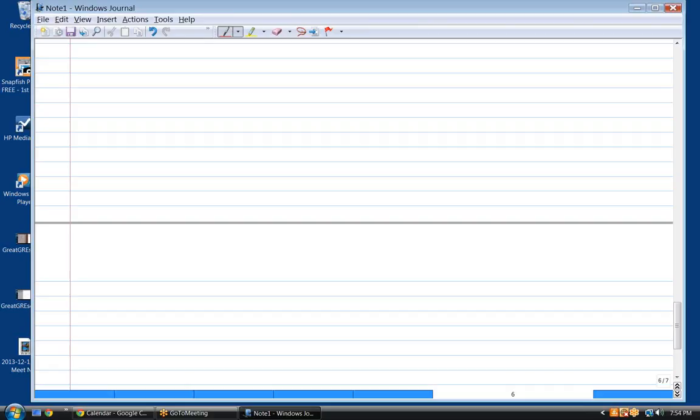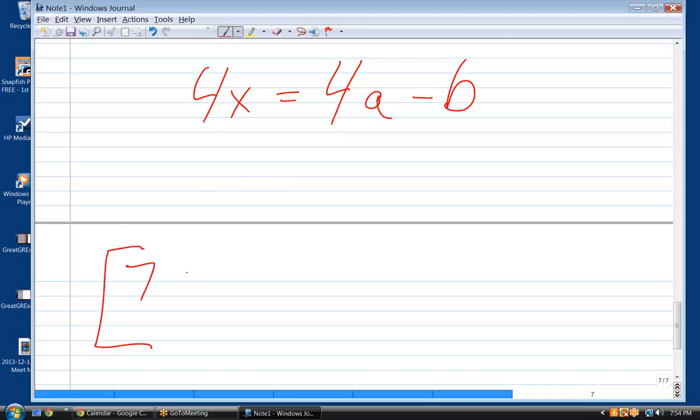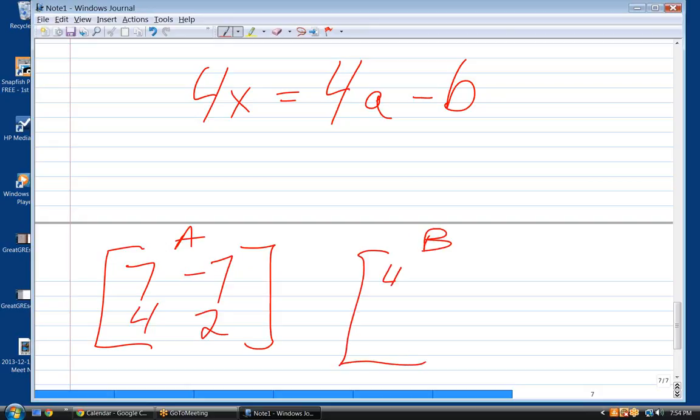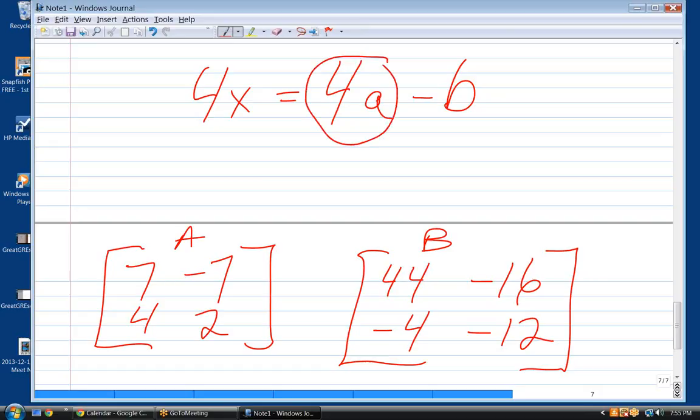So this one says solve for x in the equation given. 4x equals 4A minus B, and A is the matrix 7, negative 7, 4, 2. And B equals 44, negative 16, negative 4, negative 12. Okay. These are all, this is just a scalar.